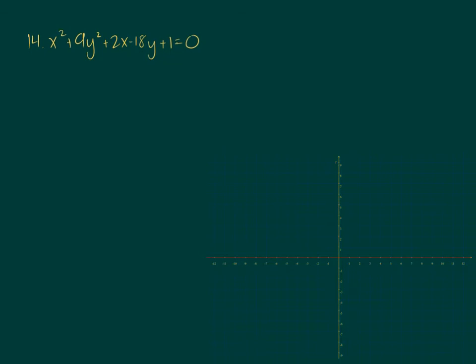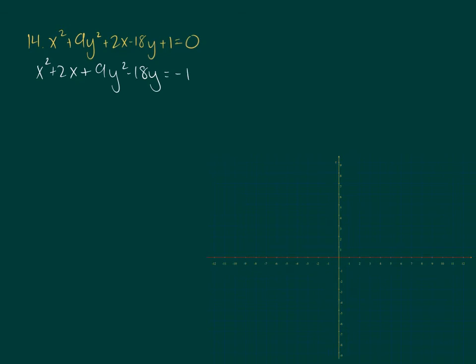Okay, so first thing we're going to do is organize it. Get all of the x's together and all of the y's together and everything without an x or y on the other side. This is so we can tell, do we have a hyperbola, do we have a parabola, do we have a circle, or do we have an ellipse? So we end up with x squared plus 2x plus 9y squared minus 18y is equal to -1.